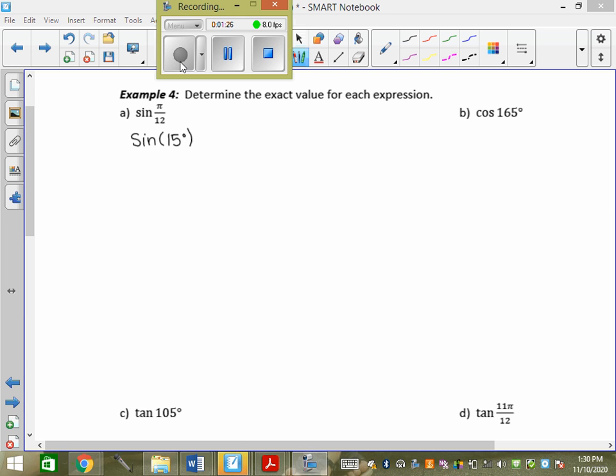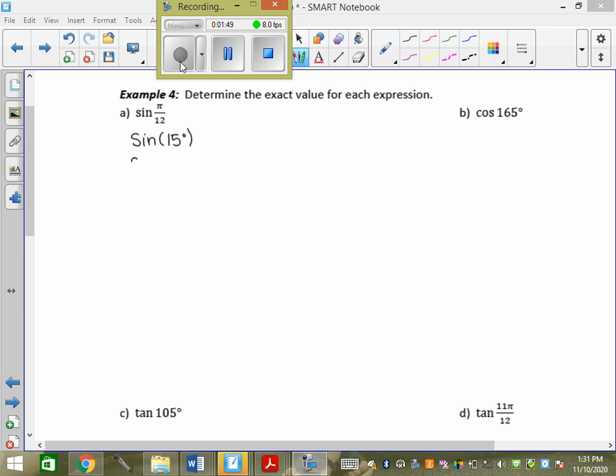Anything on your unit circle that you could add or subtract? Any angles that would get you 15? 30 and 45, 60 and 45, 135 and 150, right? There's a whole bunch, isn't there? That's going to get real annoying. I'm going to use 45 and 30.